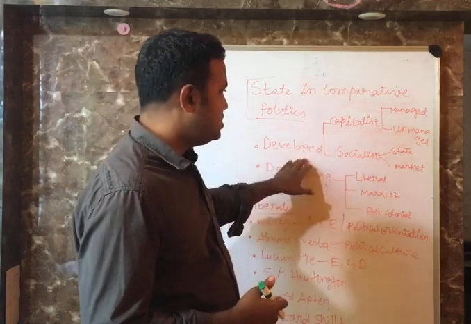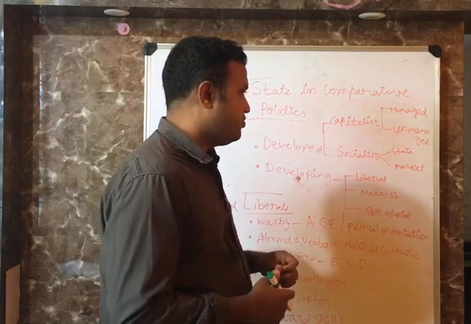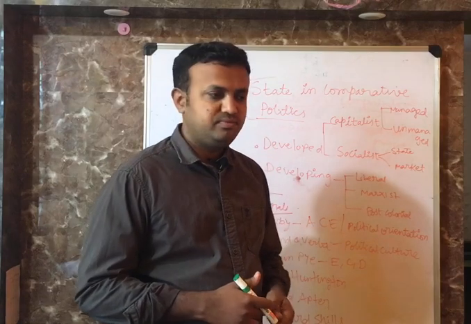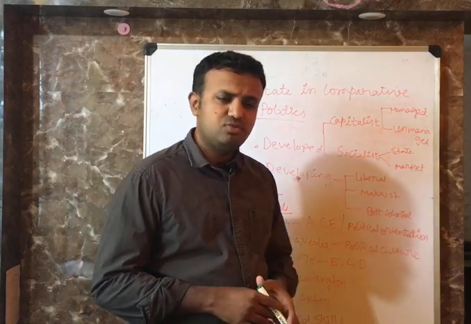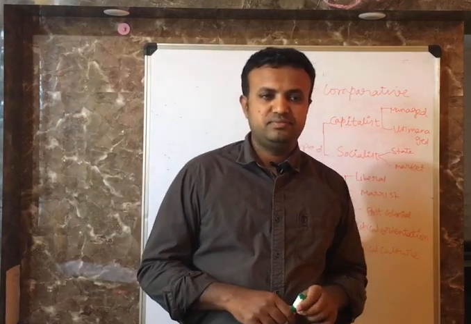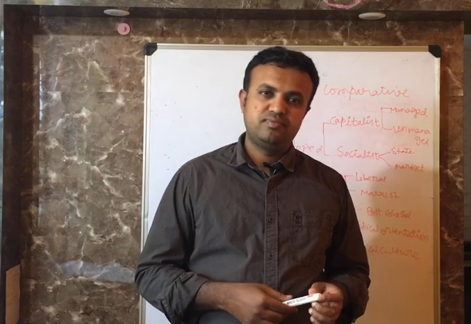And within the developed societies, you can also have socialist states, where famous examples are USSR and Yugoslavia. So what happened in a socialist state? They were influenced by communist principles.